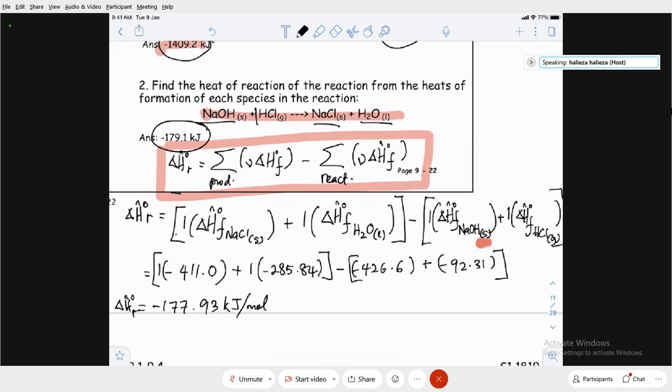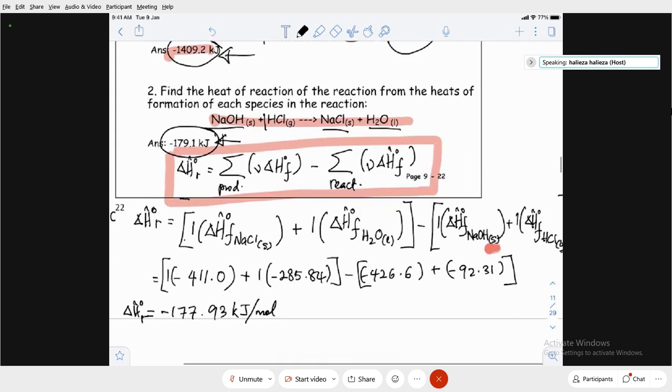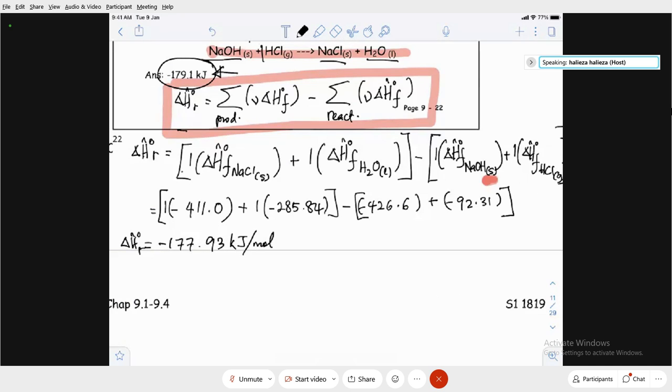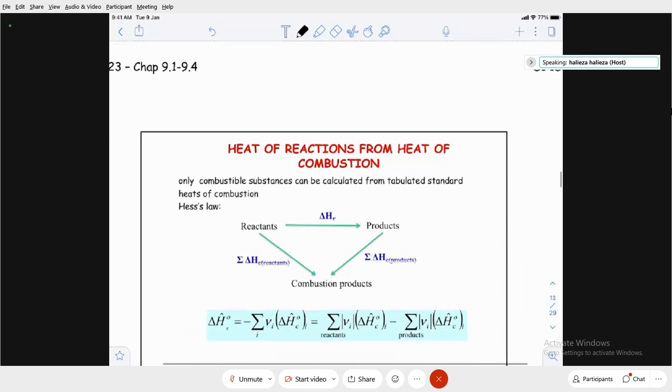Negative 177.93. So I'm not sure why the value given on the slide is not the same as the one that we got, but I'm very sure our working steps are correct. I'm very sure of that because we just follow the equation, which is the summation of the product of the coefficient with the heat of formation of the products minus the summation for the reactants. That's what we did. So let's see whether there's any more examples on heat of formation.